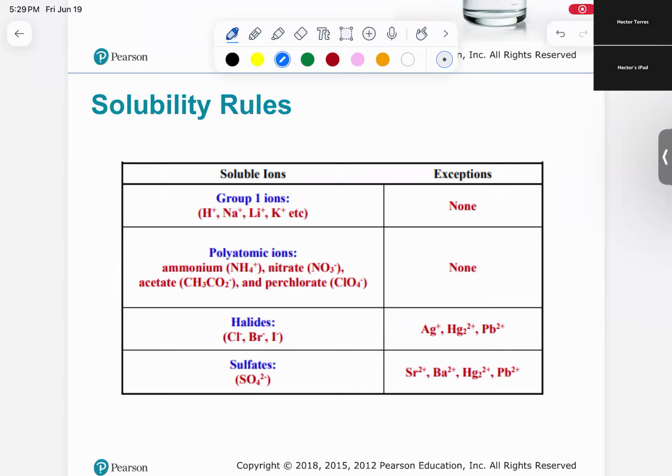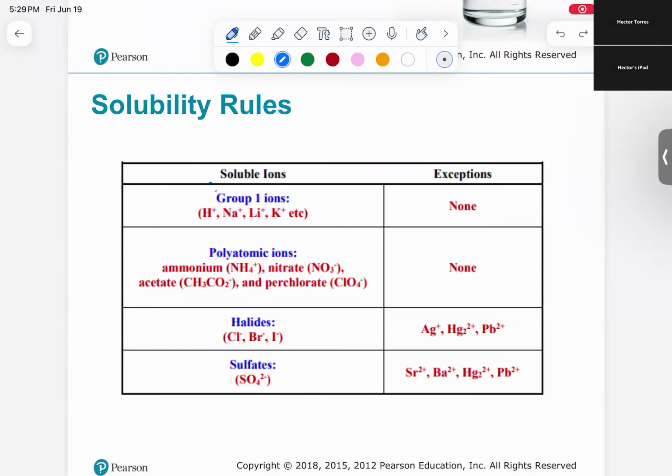On here, it has the soluble ions. These ones are the most soluble ions. They dissolve almost all the time. They only have a few exceptions, so that's why on this table, we only have the exceptions.